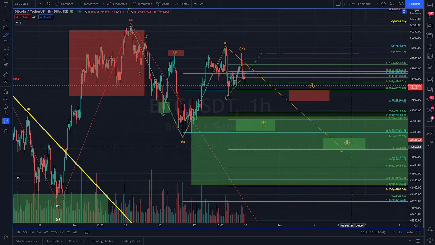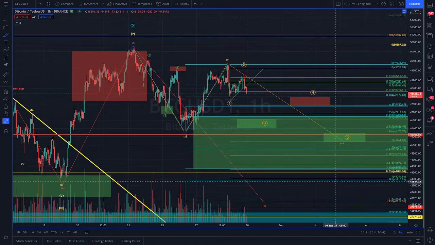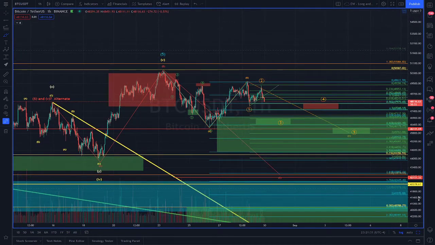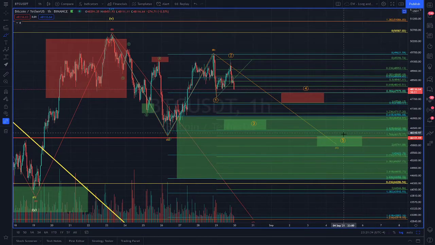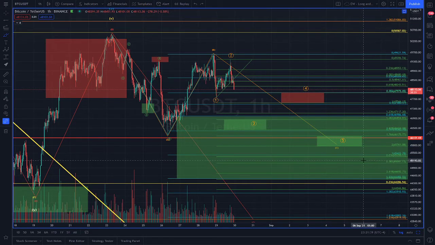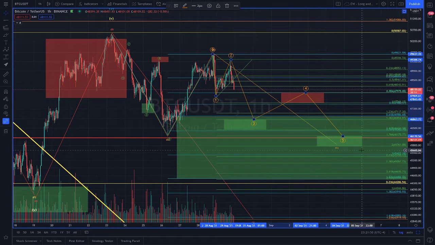If we break down below that, then we're going to have to start thinking about the lower targets a little bit more seriously, which would be down here in this 40 to 42K range. But like I said, for the moment, I'm going to go ahead and assume that 45.7 and above is good for us to complete, especially if this completes in this fashion where we actually follow this. If we follow that pretty precisely, then that's a really good sign that this is in fact our C wave down, and we can be finished then with the correction in that area.